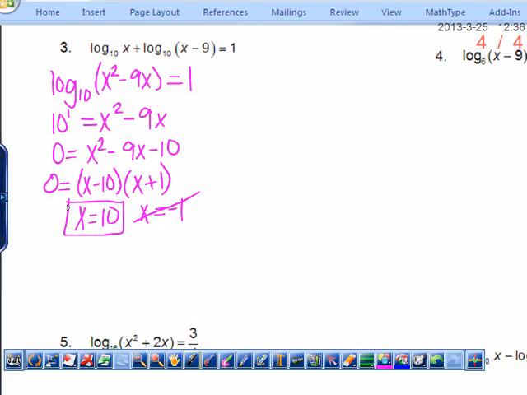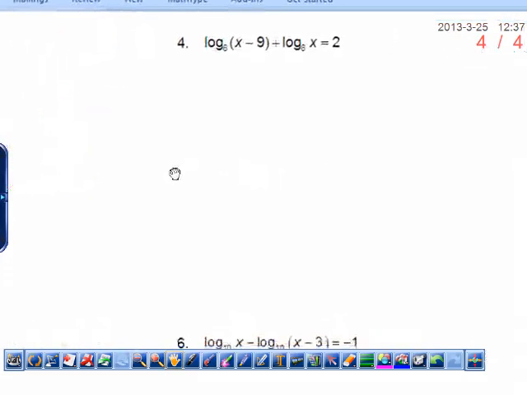Questions on that? Well, it's not that you get negative numbers. It's that if you plug in a solution and you get a negative argument. But if none of your solutions work, then your answer would be no solution because both solutions are extraneous. All right, please try number 4.